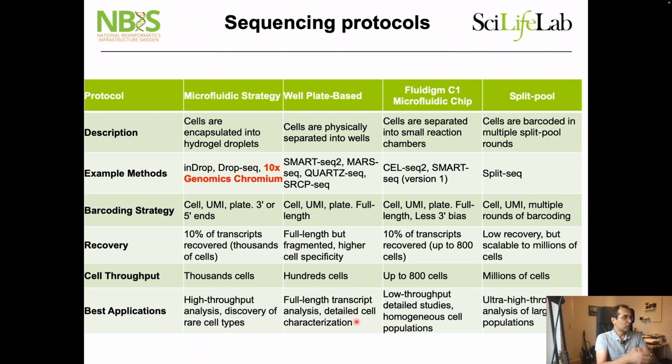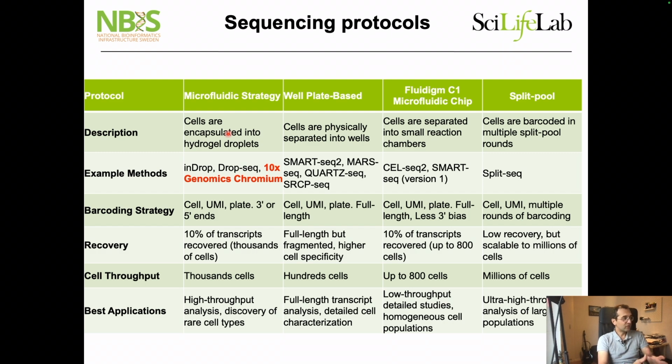There are different sequencing protocols. I'm not gonna bore you by going through each of these cells in this table, but to highlight the main point is that you will have a microfluidic strategy, well plate based, and Fluidigm, and last but not least, split pool. So I recently learned about the split pool myself. The microfluidic is where you generate the droplets, and then you encapsulate the cells within the droplets together with the beads and barcodes. And in well plate based, from the name you can guess, you have wells on the plate, and the cells are distributed in these wells.